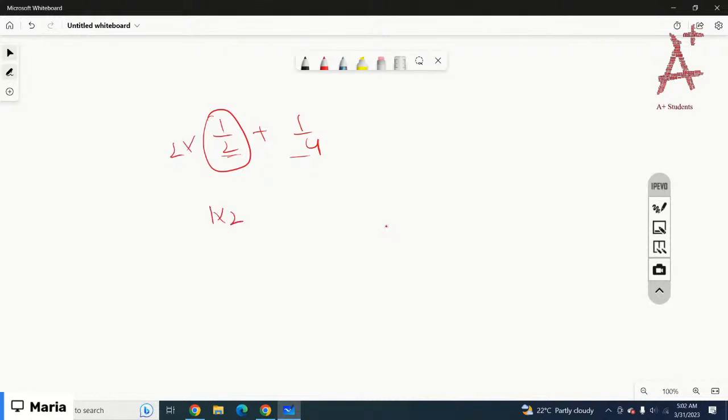Got it? So just multiply this fraction by 2. 2 times 1 is 2, 2 times 2 is 4. See, they have like denominators now. You can add them. So 2 plus 1 is 3. It would be 3 over 4. Got it? So the correct option is 3 over 4.